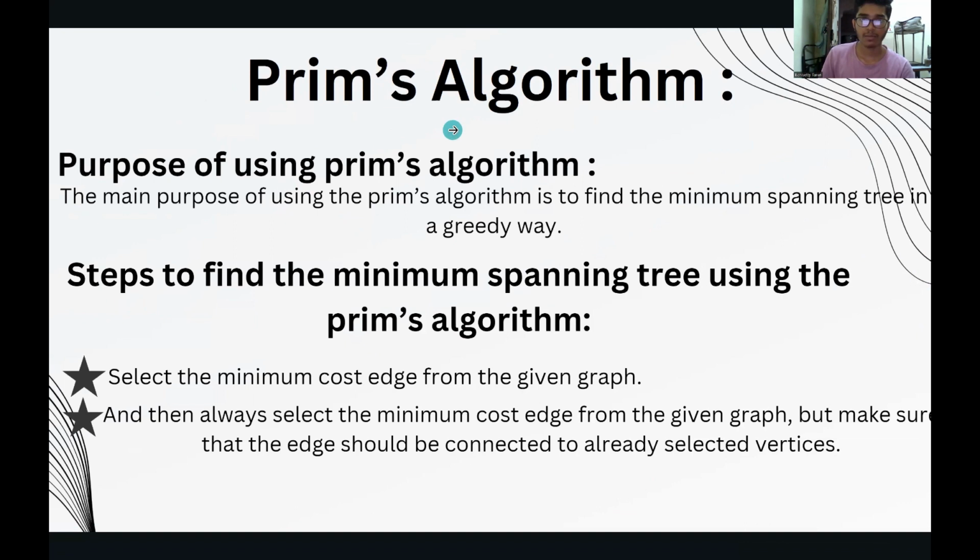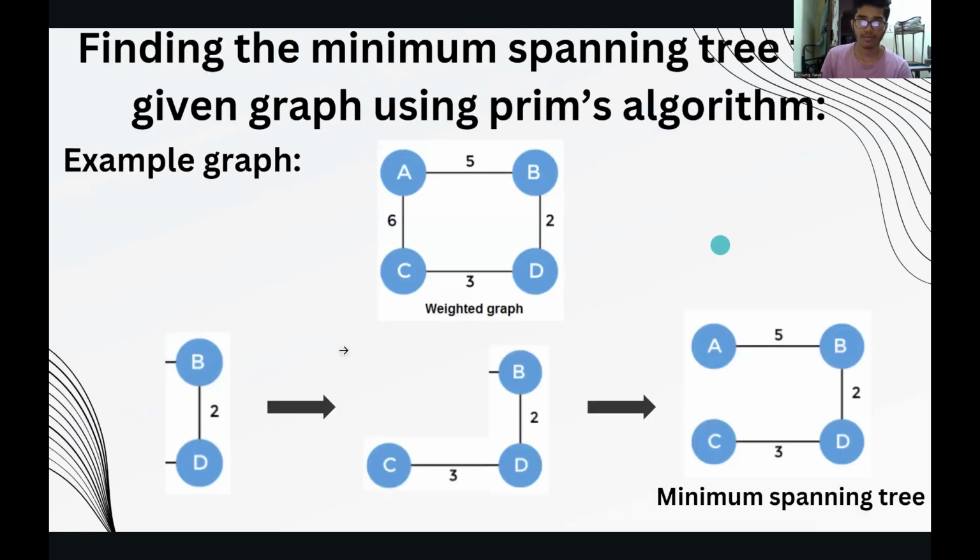And I have explained what Prim's algorithm is and what the main purpose of Prim's algorithm is, to find a minimum spanning tree, and what steps need to be taken in Prim's algorithm to find a minimum spanning tree. These are the 2 steps. And then I have explained Prim's algorithm, how to find a minimum spanning tree from a given weighted graph by using these 2 steps. And we got this minimum spanning tree from this weighted graph.